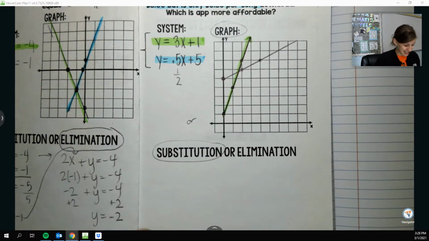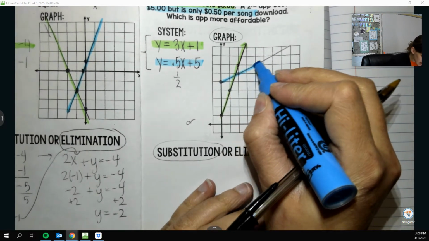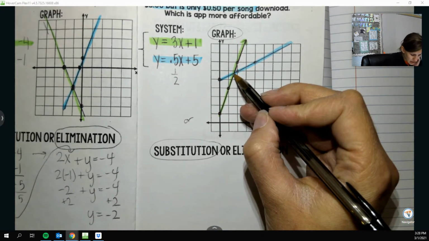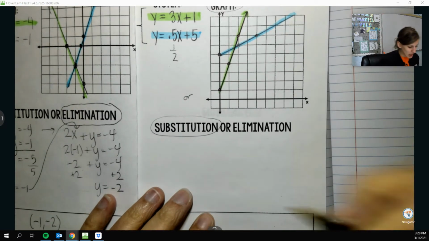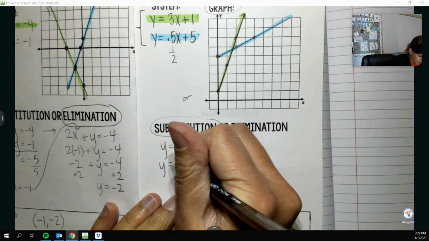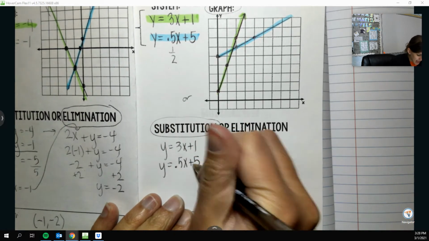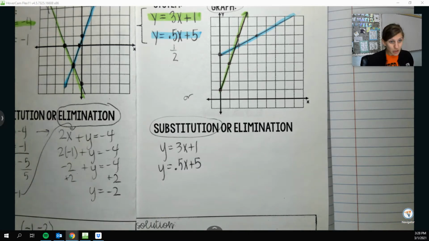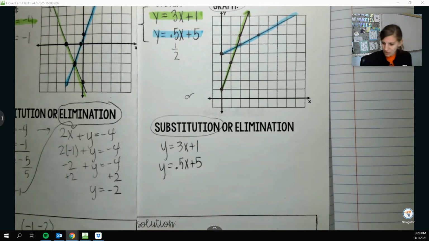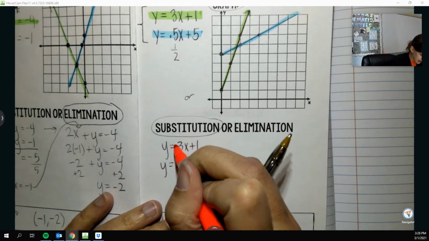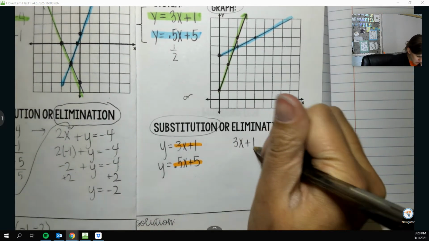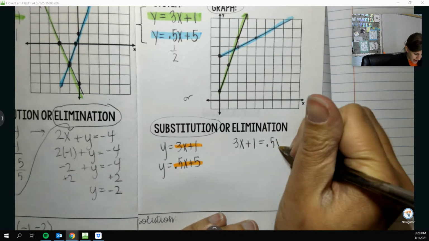I love graphing. The reason I say that this wasn't the way to go is because I can see that they are crossing, but it's just not a super nice number. So I really should have just done substitution. Because I have that y equals 3x plus 1 and y equals 0.5x plus 5, I can really do that left to right substitution because these are both equal to y. I can set them equal to each other. So we have 3x plus 1 equals 0.5x plus 5.